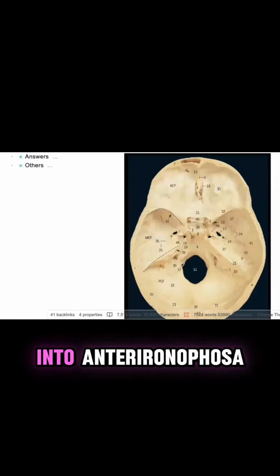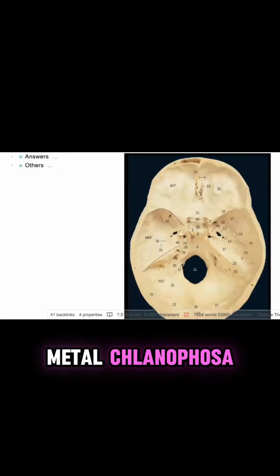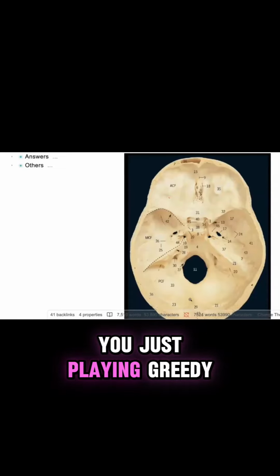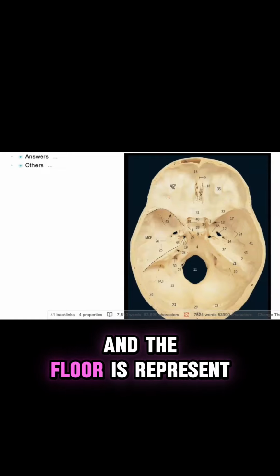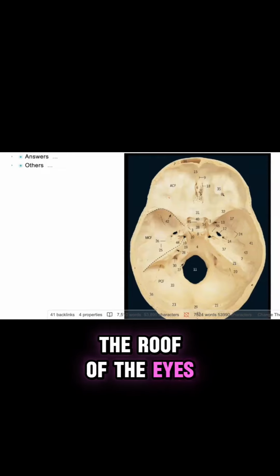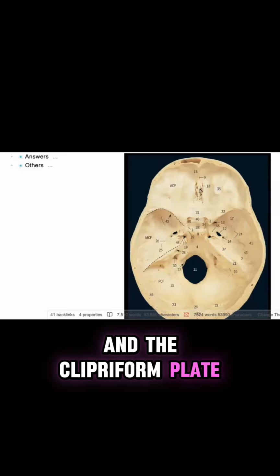Skull base is divided into anterior cranial fossa, middle cranial fossa, and posterior cranial fossa. For the boundaries, you're just playing with the names. The floor of the anterior cranial fossa represents the roof of the orbits on both sides and the cribriform plate in the middle.